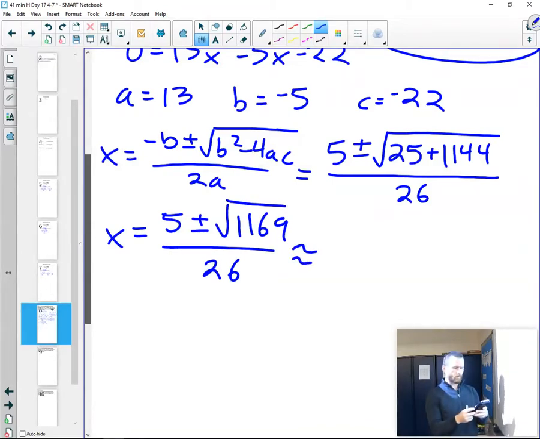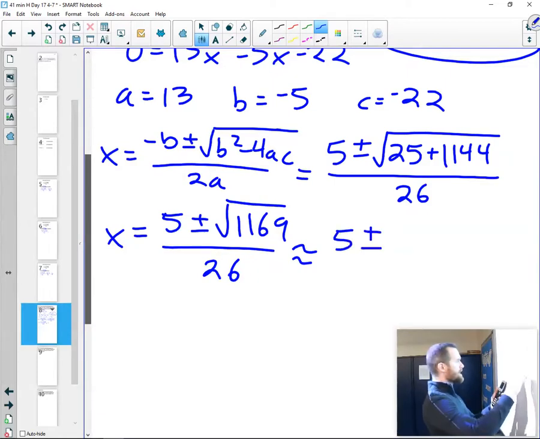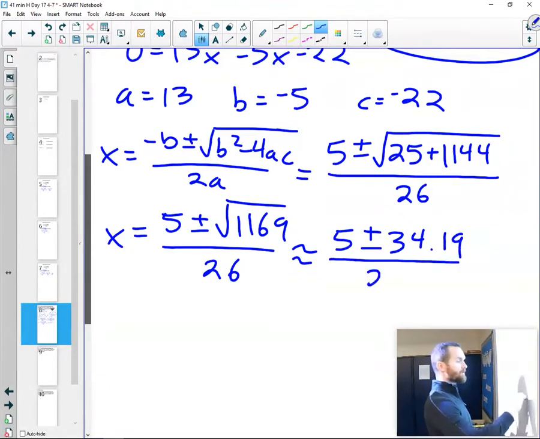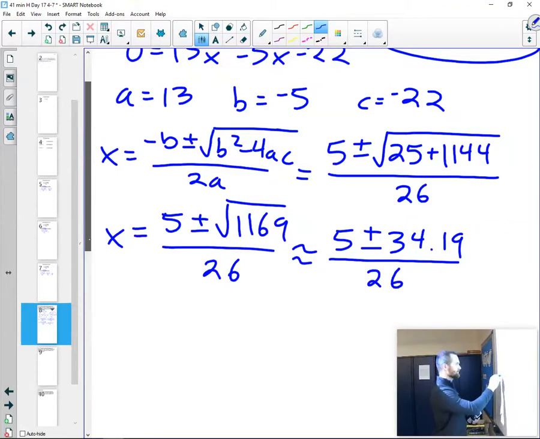So second, square root, 1,169. Hopefully you're following along with the calculator. Don't just sit there and watch. Make sure you're practicing these steps. And we get 5 plus or minus the square root of that, which is 34.190, so it rounds to 34.19, all divided by 26.